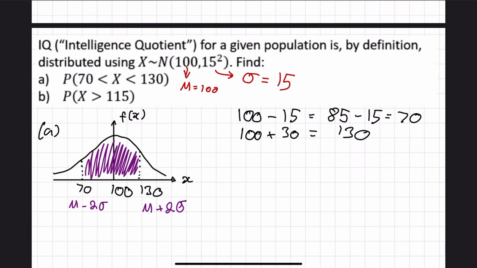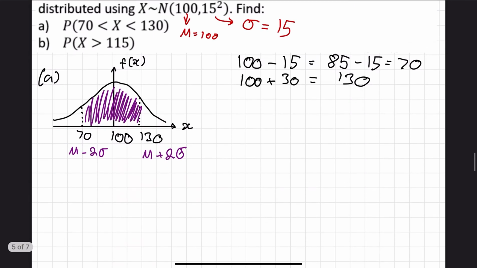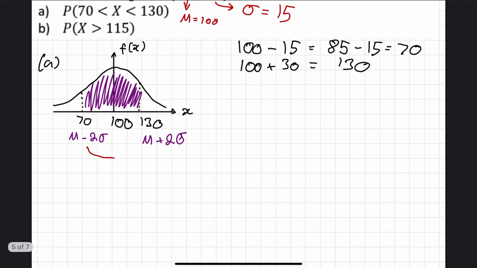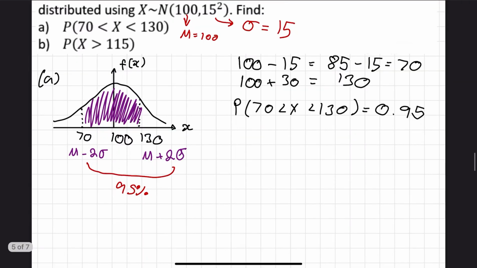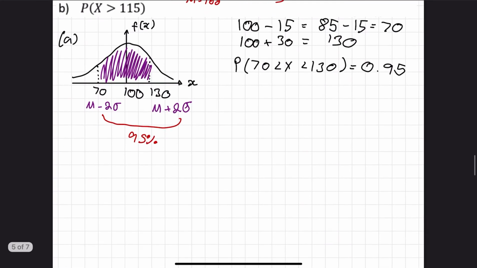So I'm interested in this area. And the fact we learned in the other video is that approximately 95% of the data lies within 2 standard deviations of the mean. So that must mean that the probability of X being between 70 and 130 has got to be 0.95. Yes. So now let's look at part B.